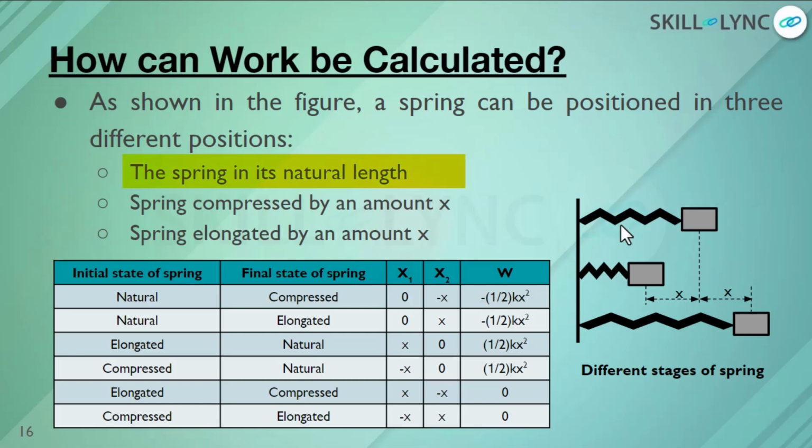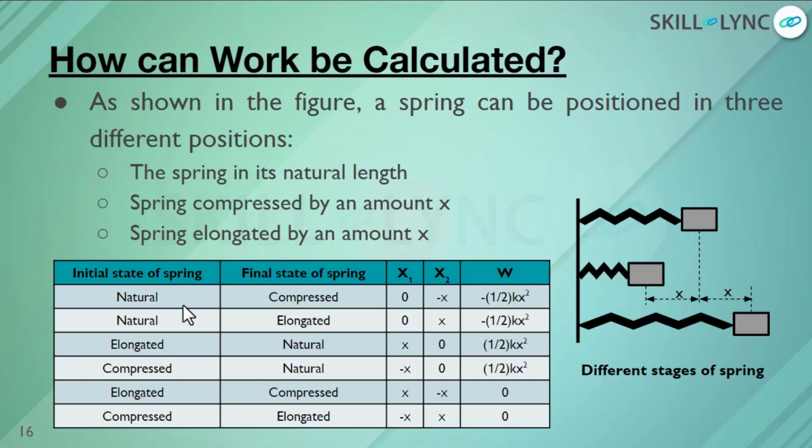The same things are mentioned here. A spring can be positioned in three different ways: the spring in its natural length, that is case 1, the spring compressed by an amount x, that is case 2, and the spring elongated by an amount x, that is case 3. So we would be calculating the net work done by the spring on the system.